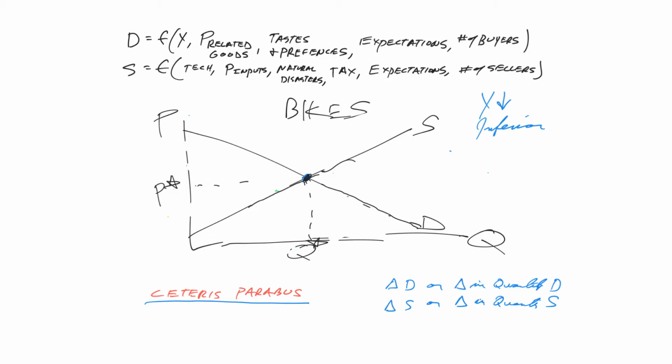So what happens to the demand for bikes if incomes fall and bikes are inferior? Well, people are going to be forced to buy bikes now because they can't afford what they really want. So demand shifts to the right. New equilibrium. Equilibrium price rises. Equilibrium quantity rises. So that's an increase in demand and an increase in quantity supplied.